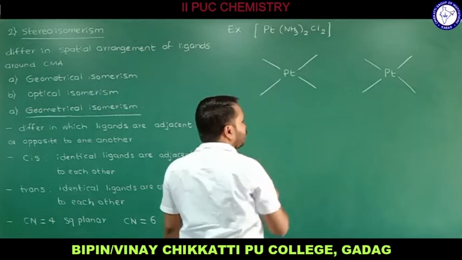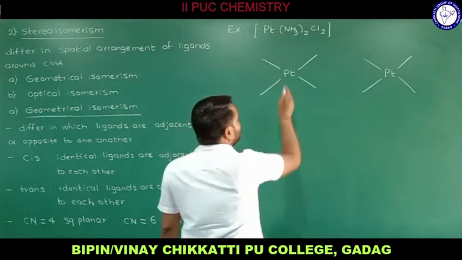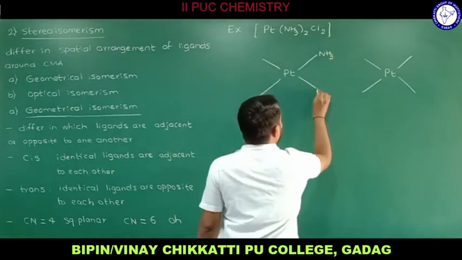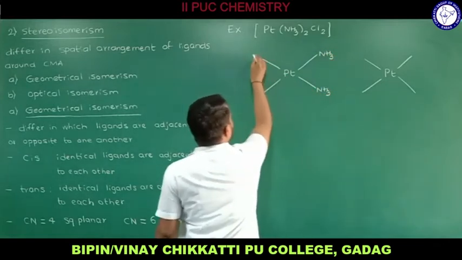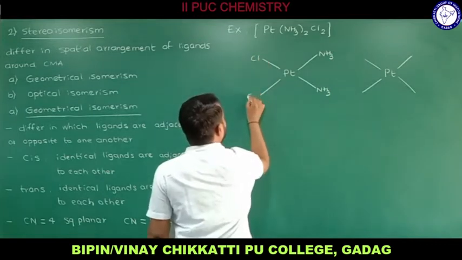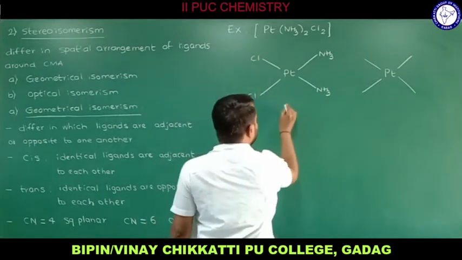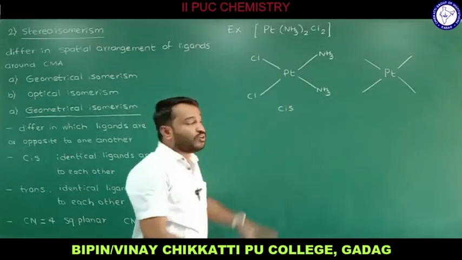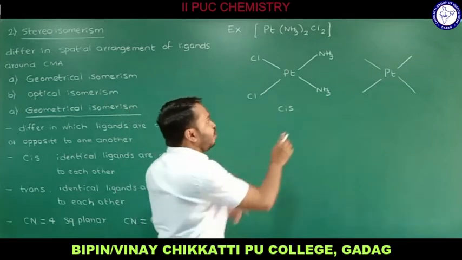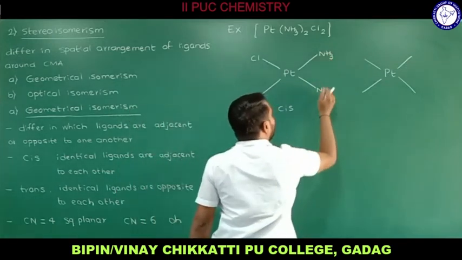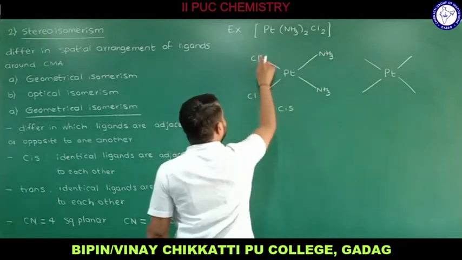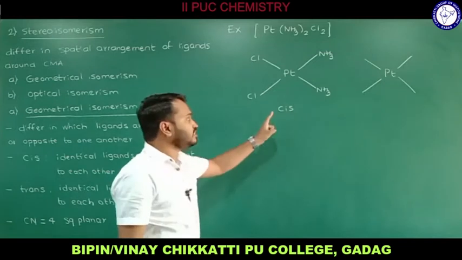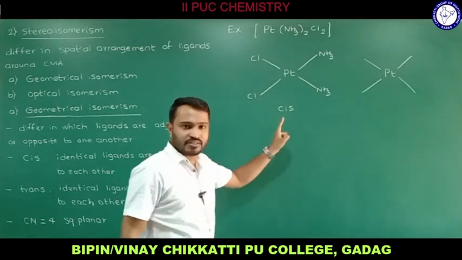So first I am going to draw the cis isomer. NH3Cl2. Let me write one NH3 here and one more NH3 here, and the other kind of ligand is Cl and one more Cl. So this is the cis isomer of this particular complex. Why is it cis? Because identical ligands are adjacent to each other around the central metal atom. Therefore this isomer I call cis. I hope you got this one.